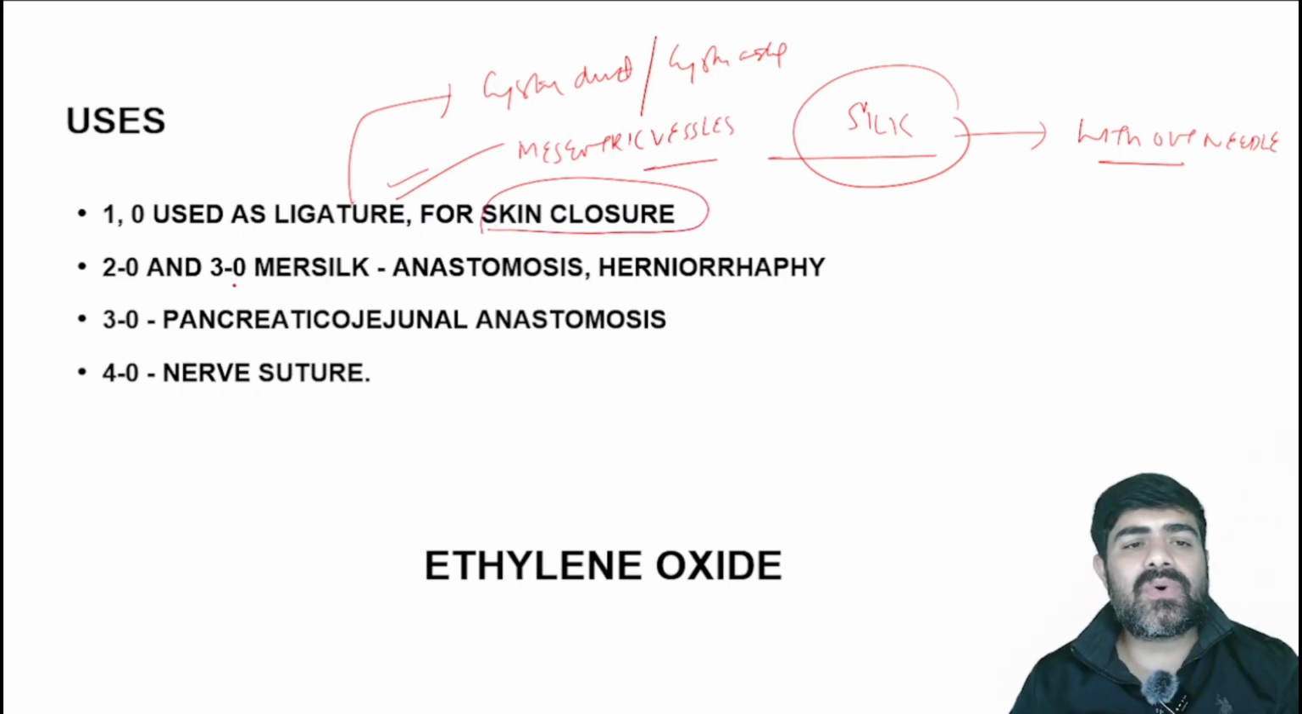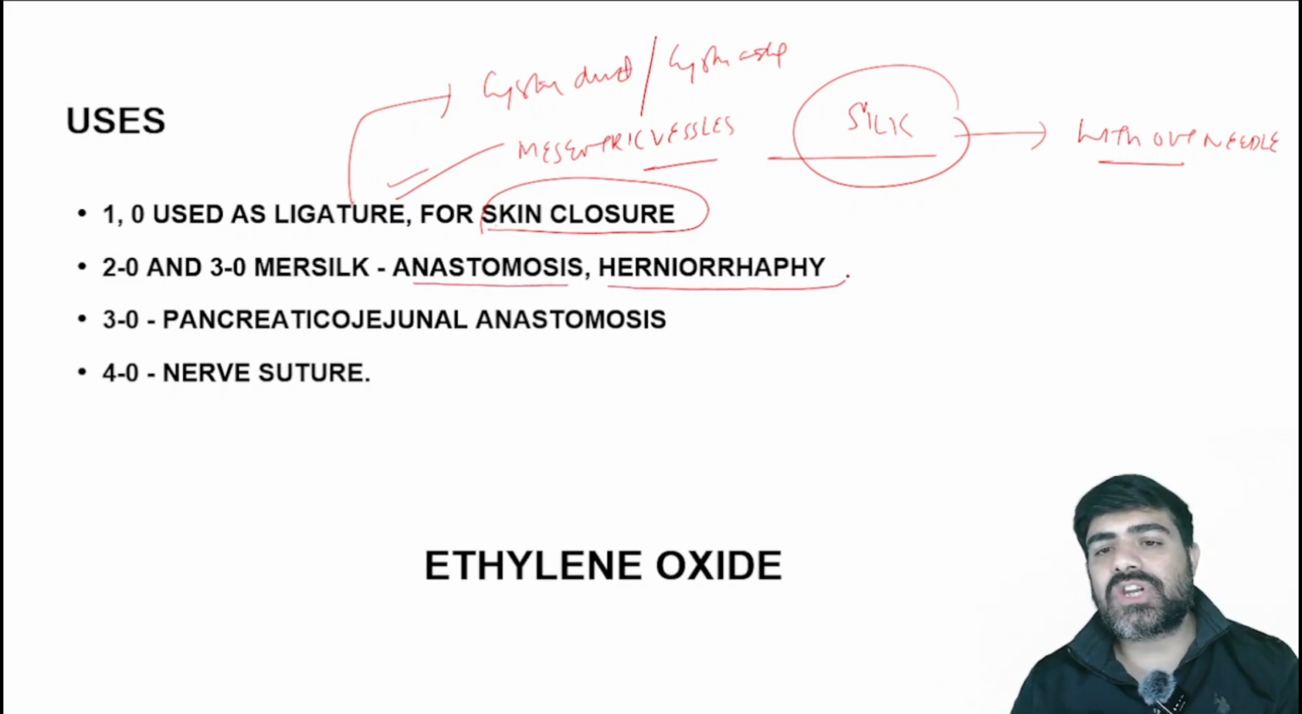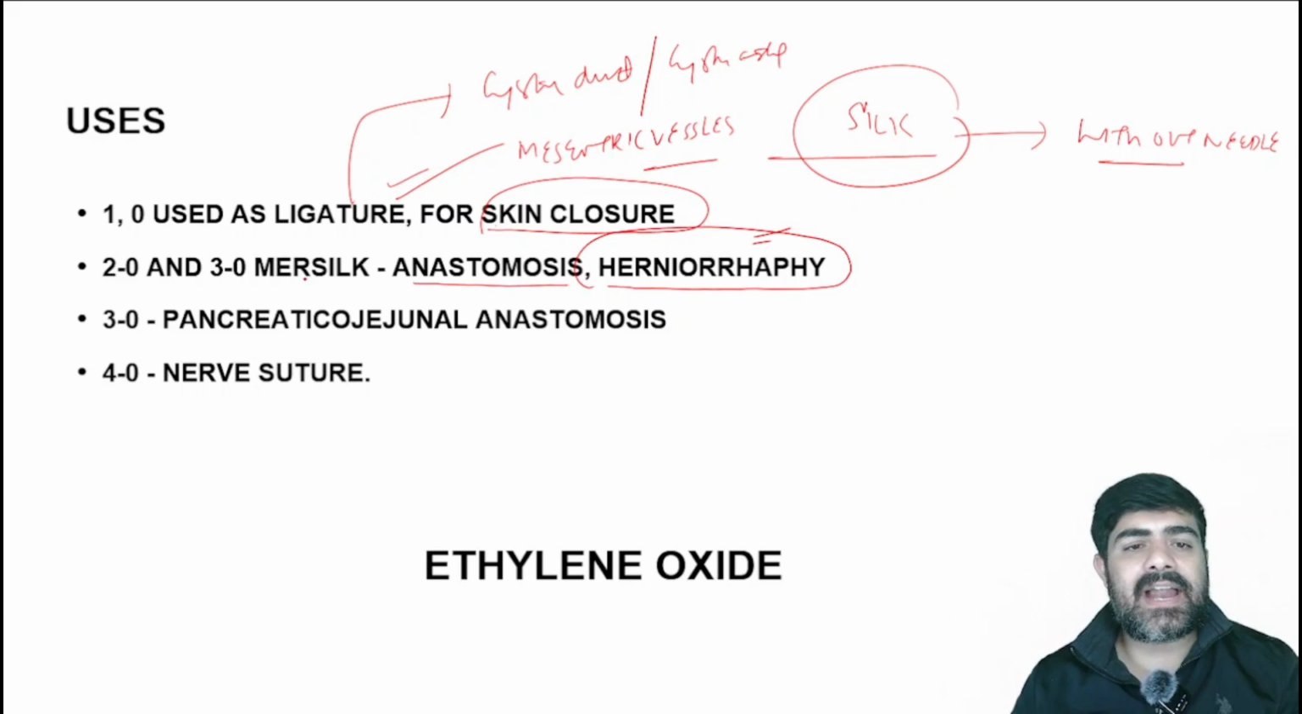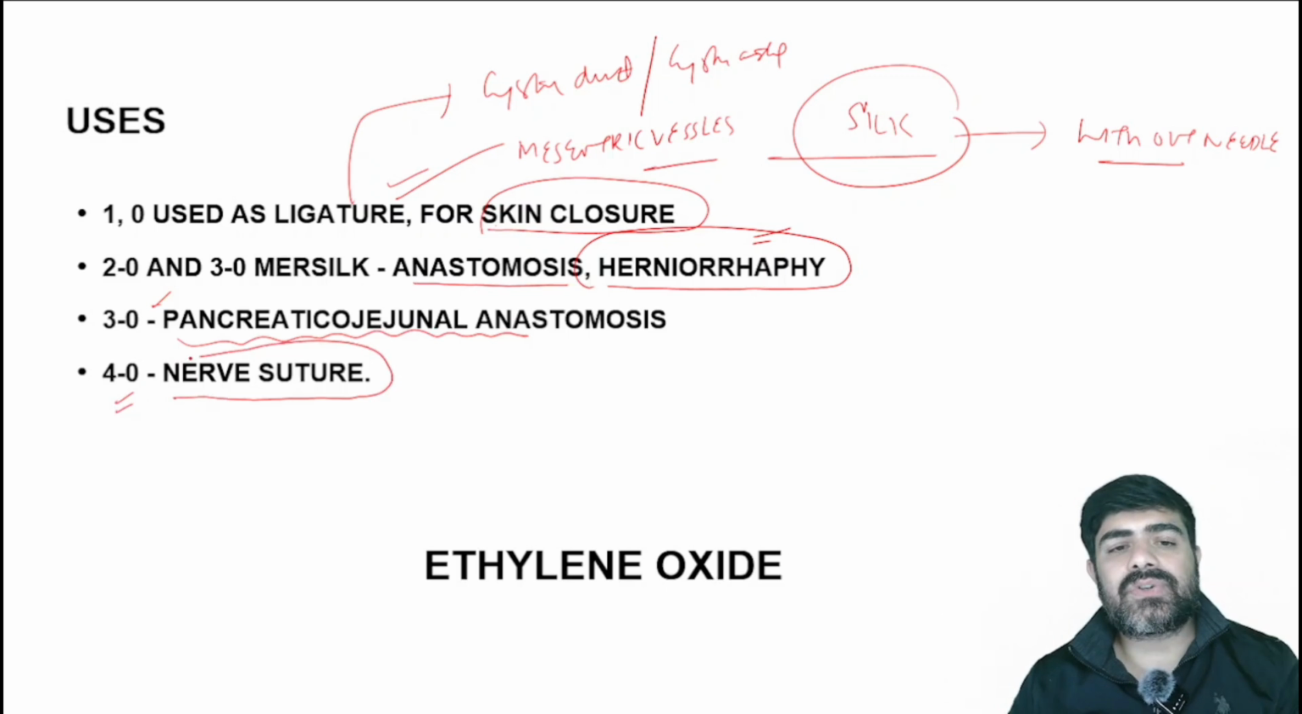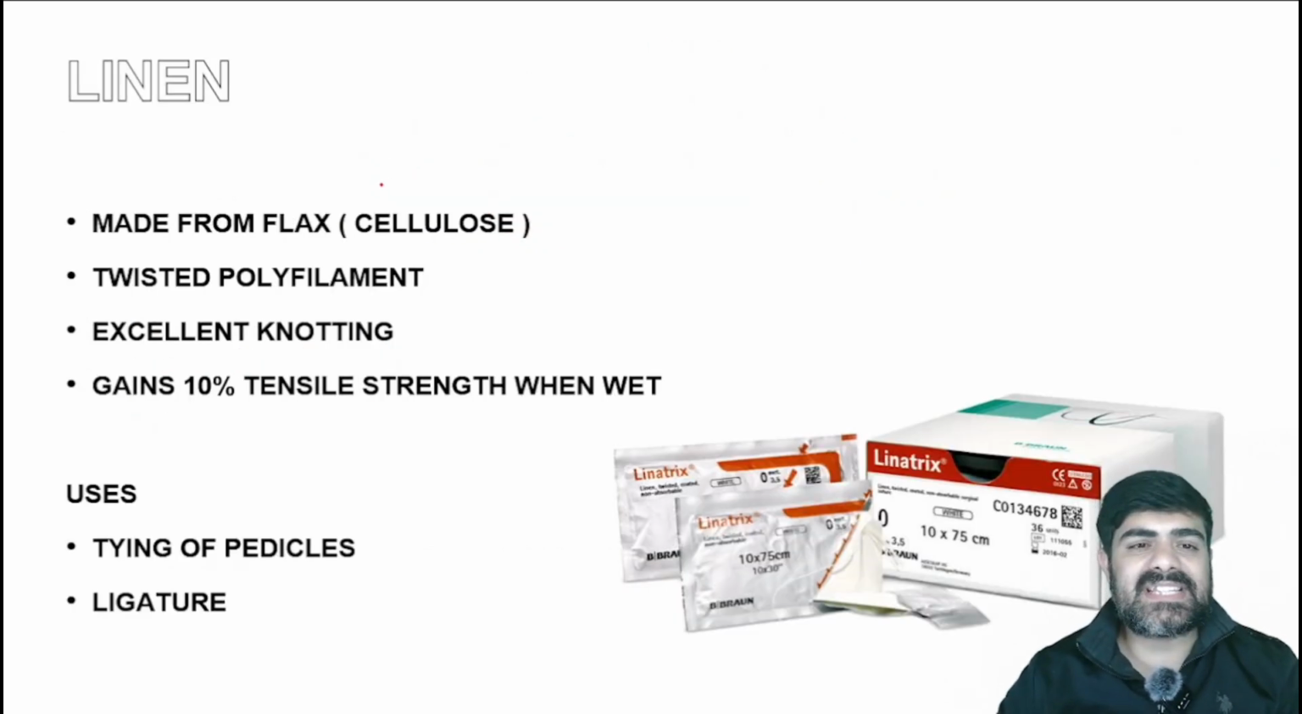Okay. And 2-0 and 3-0 silk are used for anastomosis, and they can be used for repair of the posterior wall of the hernia, that is herniorrhaphy. And the 3-0 is used in pancreatico-jejunal anastomosis. And the final one, that is 4-0, is used for suturing the nerves. Okay. So then it is sterilized by ethylene oxide. Then we have this linen.